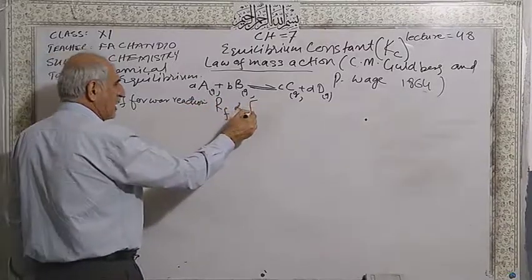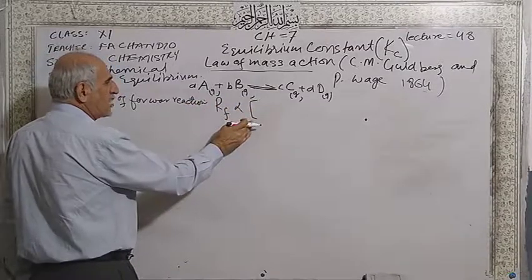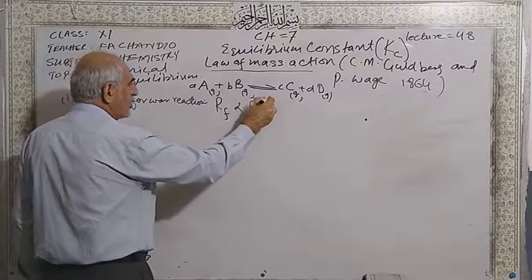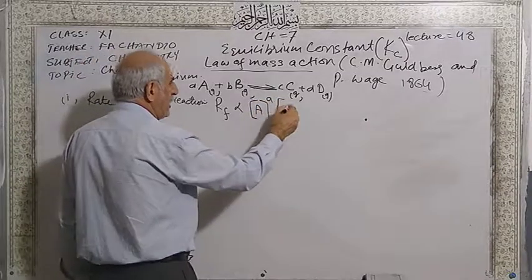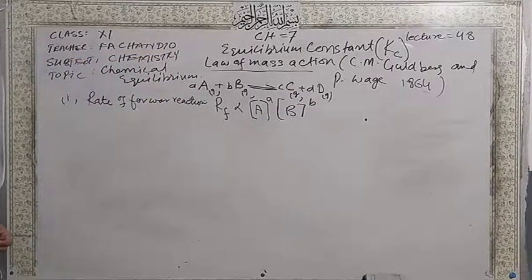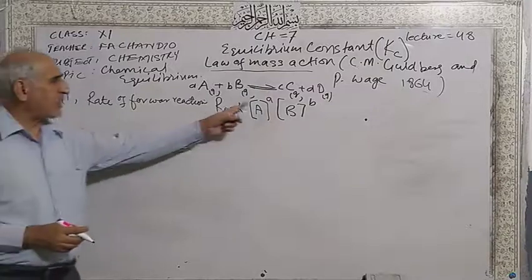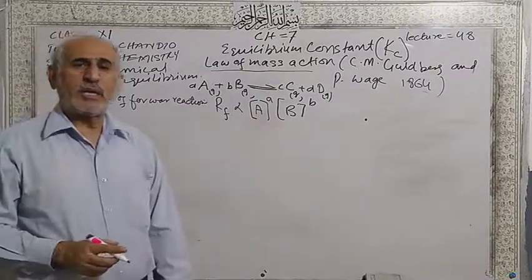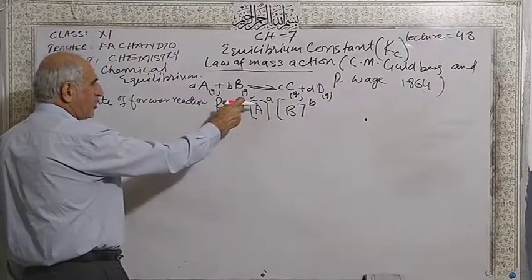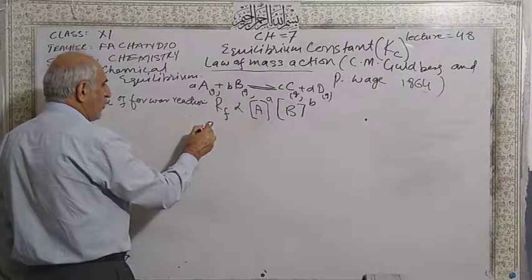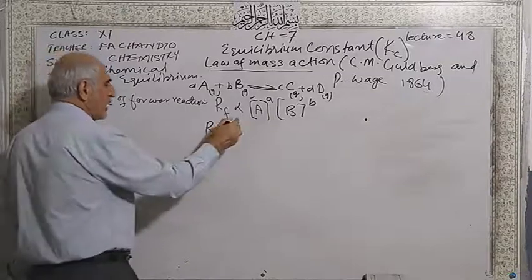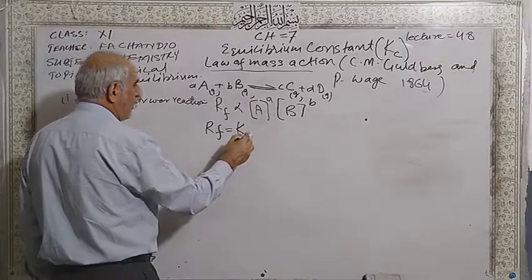So, dear students, the square bracket shows the concentration of the A reactant with the coefficient of A, and the concentration of the B reactant with the coefficient of B. The rate of the forward reaction is directly proportional to the concentration of the reactants raised to the power of the coefficients in the balanced chemical equation. If we remove this proportionality sign, the rate of the forward reaction must be equal to a constant, which is called Kf.